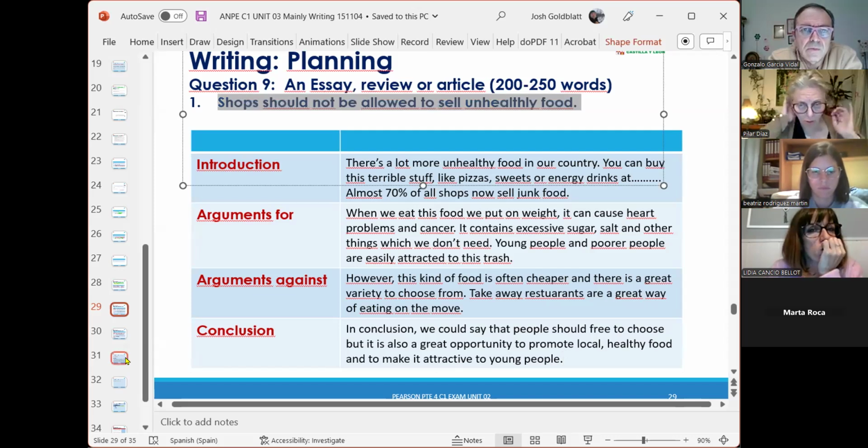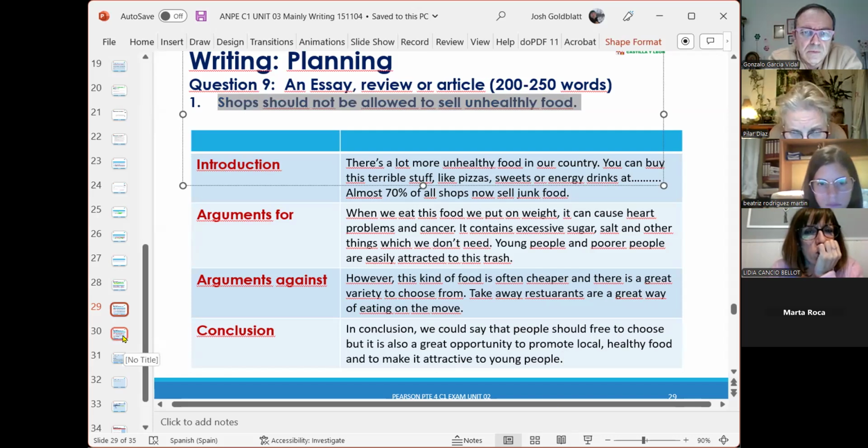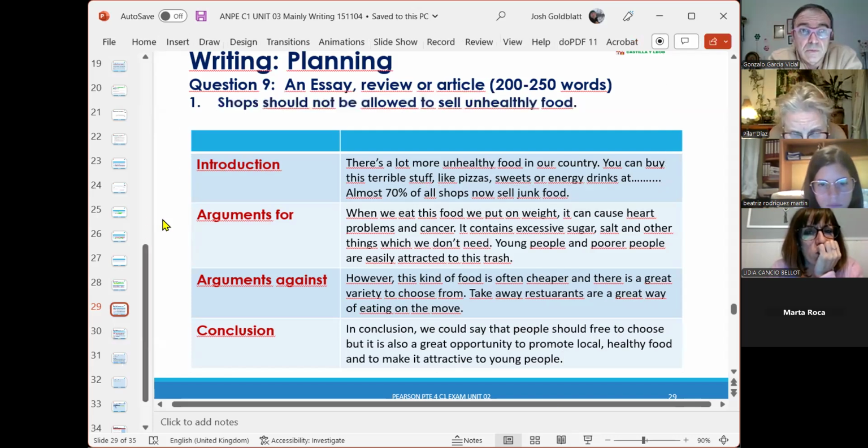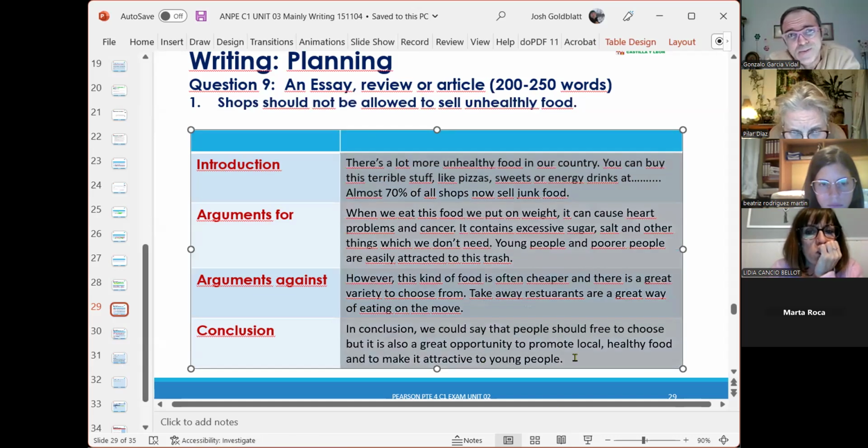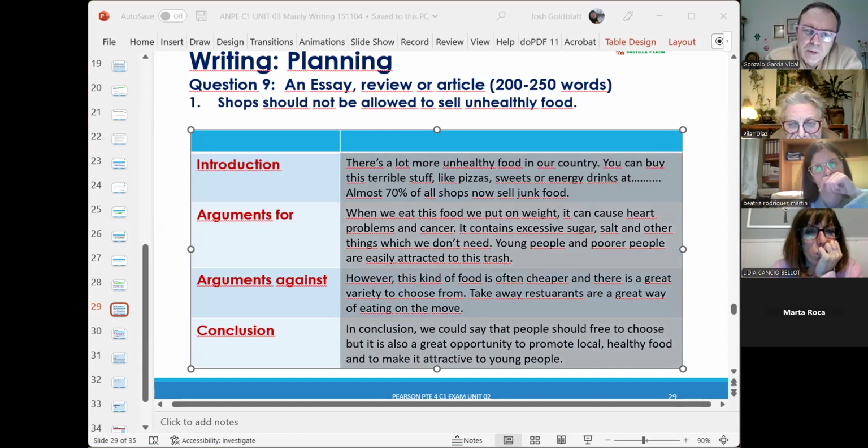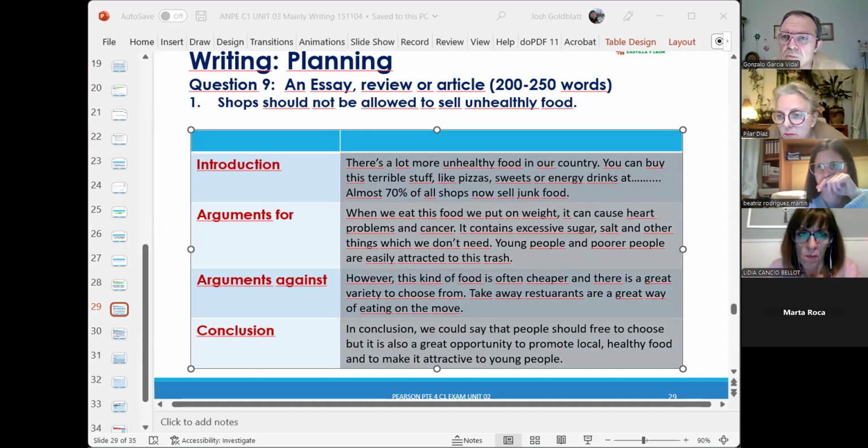Okay, let's look. This is it. It looks quite nice. You can take a screenshot if you like. I'll send it to you in the chat box if you want to copy the text, so that you can copy it.